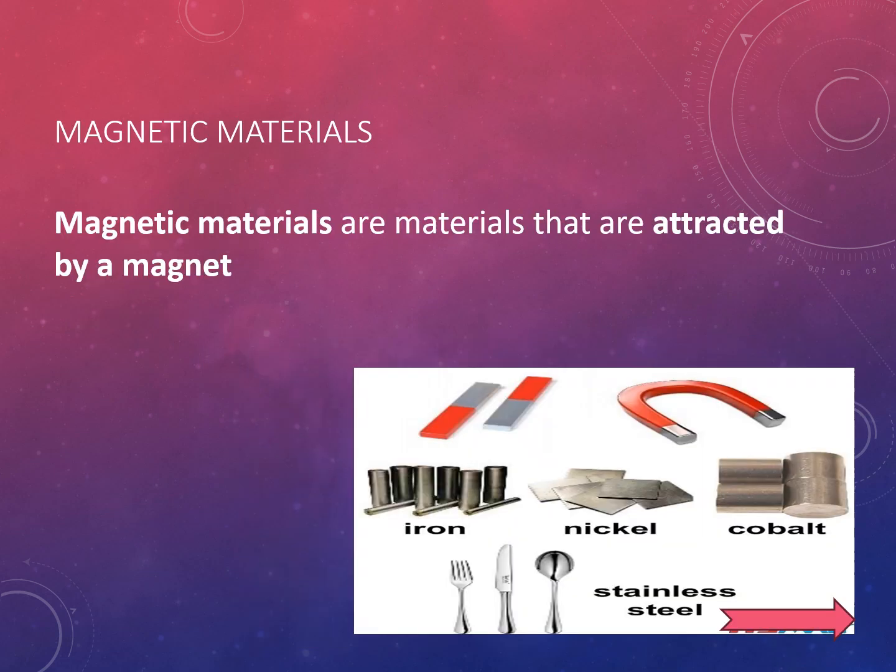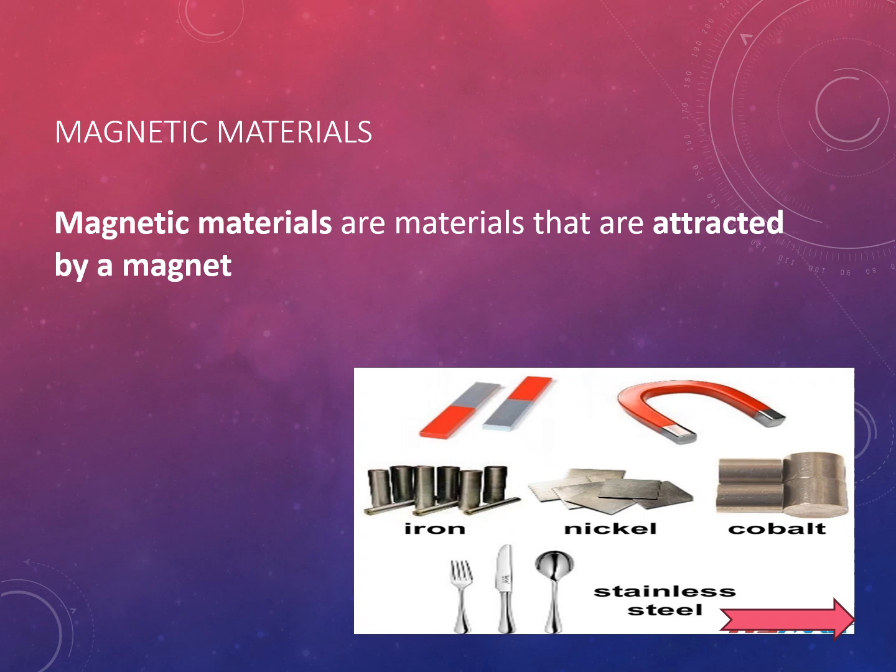Now let's learn about magnetic material. Magnetic materials are those materials that are attracted by a magnet. This means when a magnet comes near them, they get pulled towards the magnet. Some examples of magnetic materials are iron, nickel, cobalt, and steel. You can see these materials shown in the picture on the slide. For example, when we bring a magnet near an iron nail or steel object, they quickly stick to the magnet. That is why these materials are called magnetic materials.